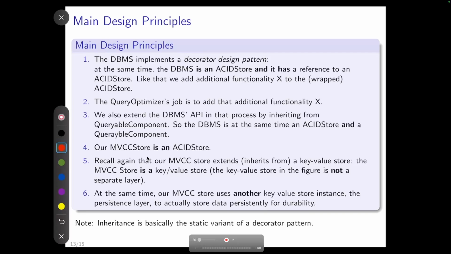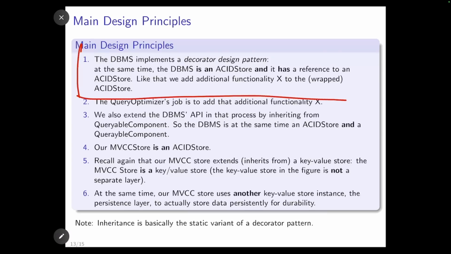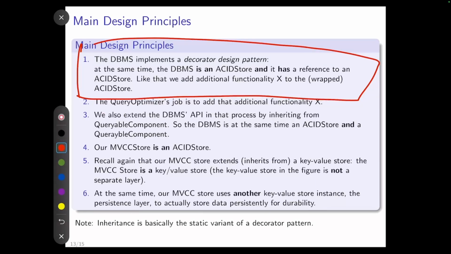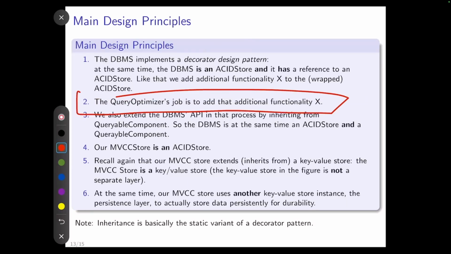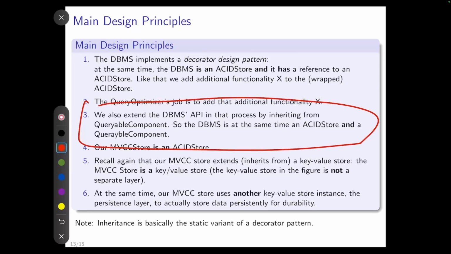Okay, so this is again the summary of what I just said. We have a decorator pattern being implemented here. So the DBMS is an asset store and it has a reference to an asset store. Like that, we add additional functionality X to the wrapped asset store. And that is what the query optimizer is doing. Then we also extend the DBMS's API in that process by inheriting from queryable component. That is what this prepared or non-prepared queries is about: basically a function allowing you to pass a query, whatever that means, and return some stuff back. Those are the methods being added by queryable component.